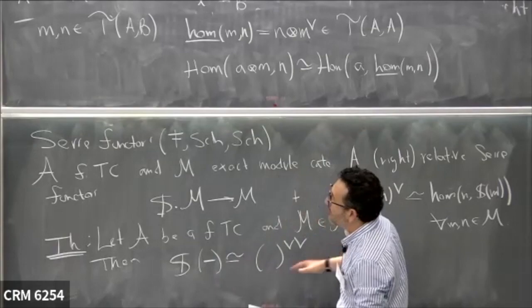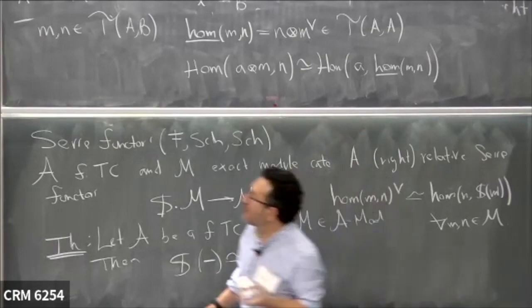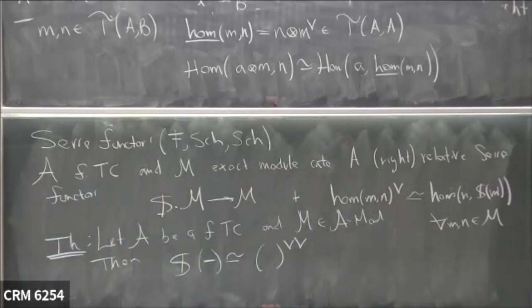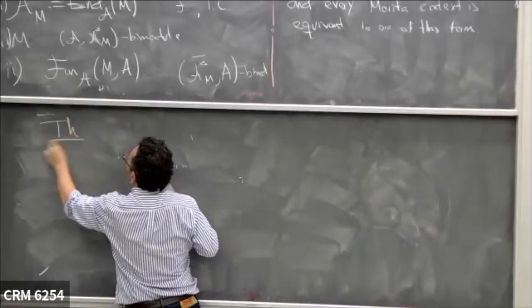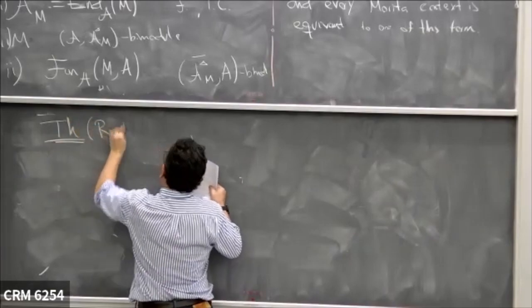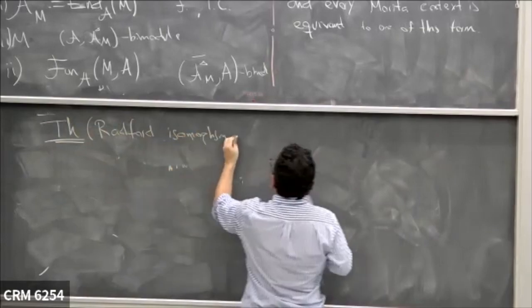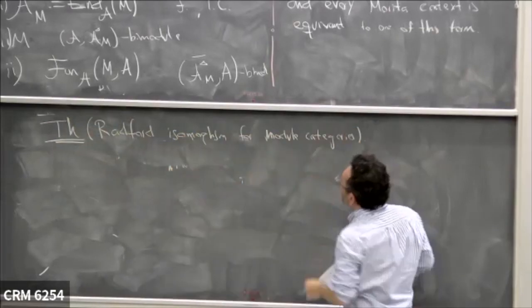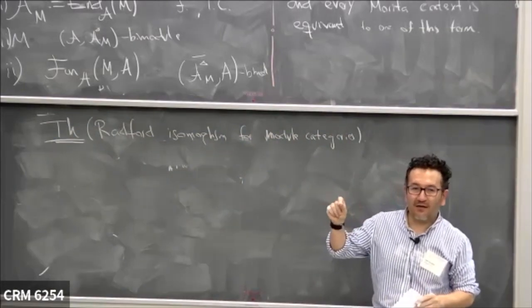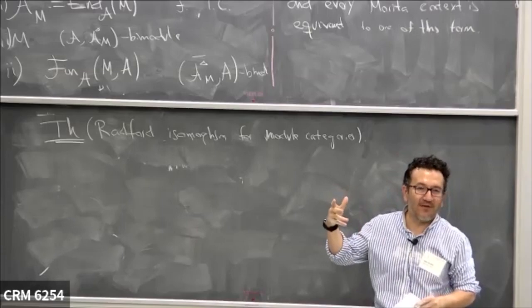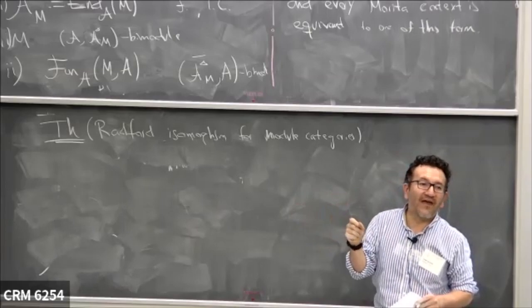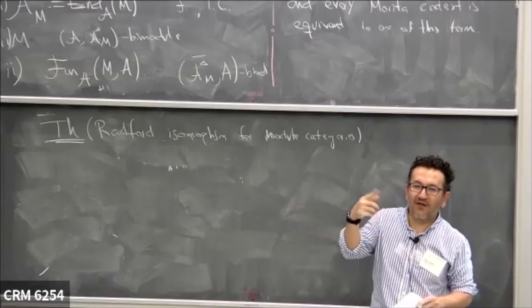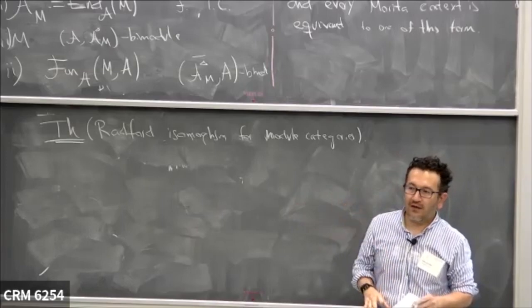One thing that happens, for example, is that you can have results like the following. And this is like the Radford isomorphism for module categories. The classical Radford theorem relates the fourth power of the antipode in a finite dimensional Hopf algebra with the identity using a particular, distinguished group-like object. It basically says that the fourth power of the antipode is the conjugation by some particular group-like.